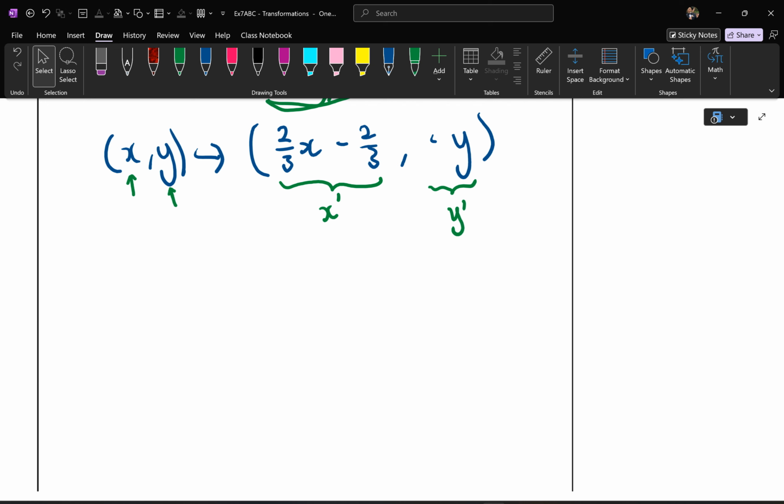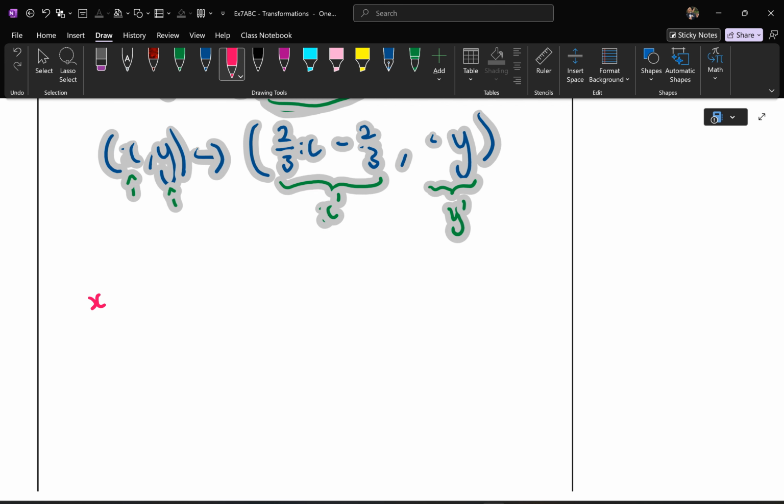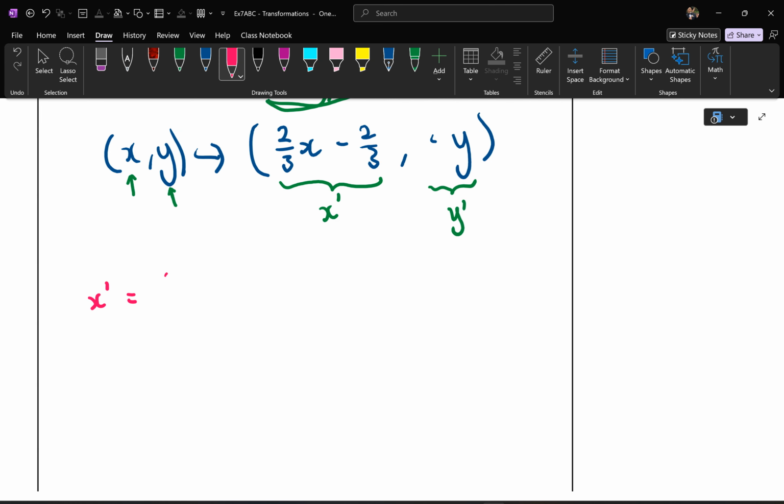So write it out as an equation. Here we go. New x equals 2/3 of x minus 2/3, whereas on this side, new y is equal to the negative of the original y. Okay?